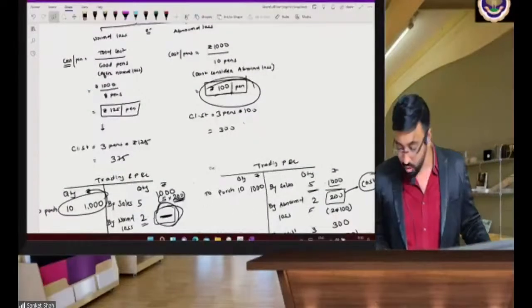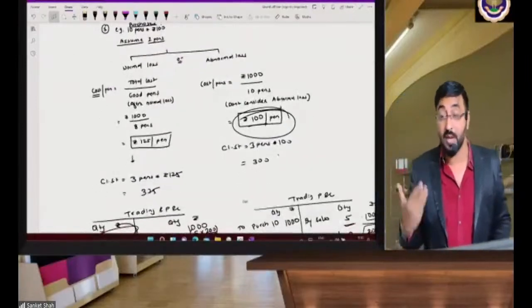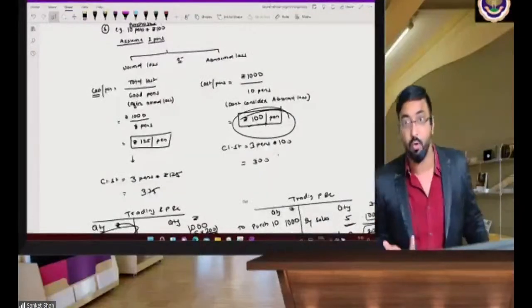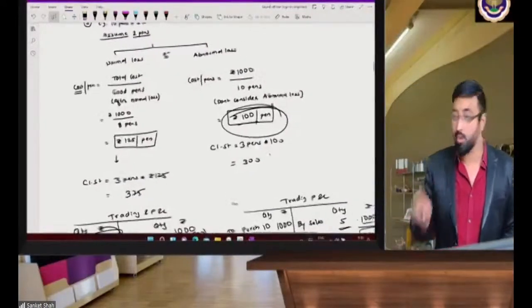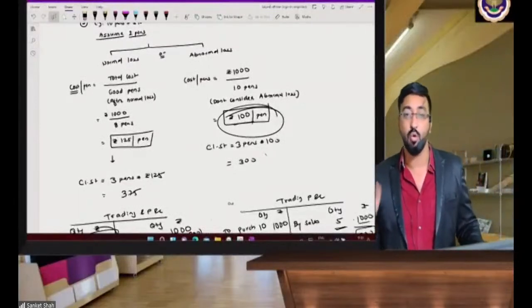So understood or not understood, tell me in the comment section, because this is really very difficult to grasp at foundation level, but I hope now you are getting this concept. Normal loss is absorbed by good units and abnormal loss is recorded at cost. Those sentences you have to remember, and whenever you are calculating total cost, what is the formula? Total cost minus scrap value.